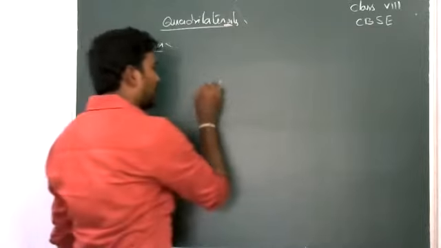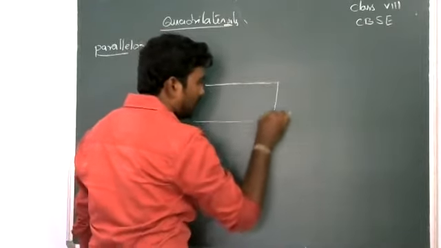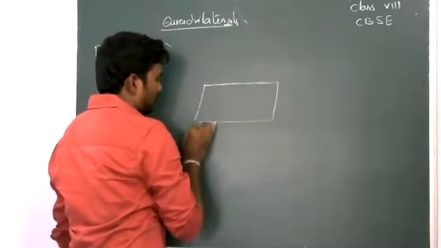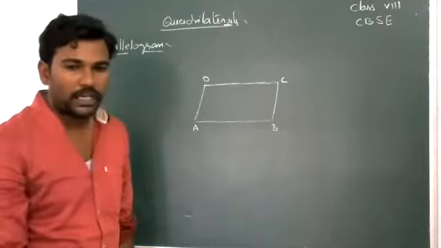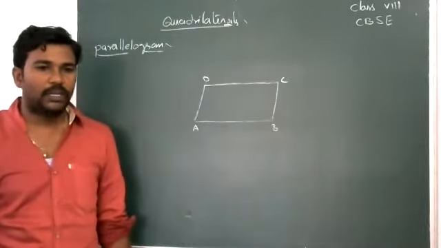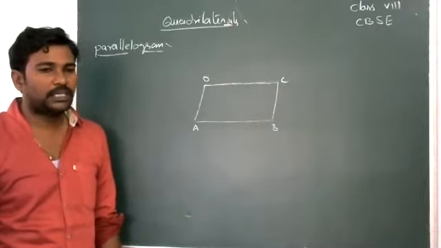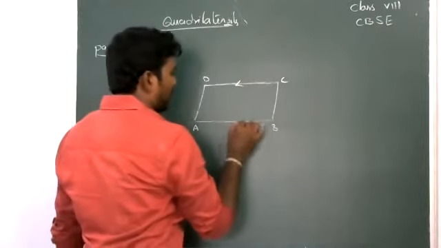In this parallelogram, how many pairs of parallel sides are there? Two pairs of parallel sides are there. A, B, C, D. In the previous trapezium, only one pair of parallel sides is there. In a parallelogram, how many pairs? Two pairs of parallel sides are there.